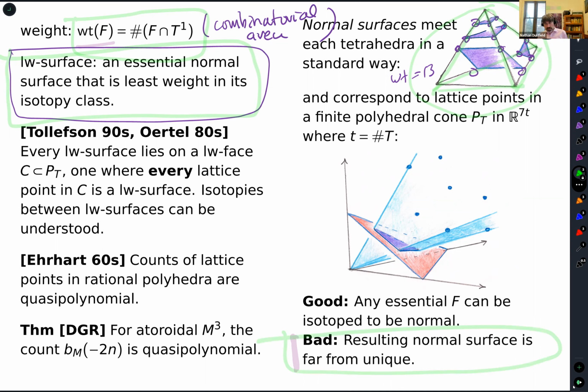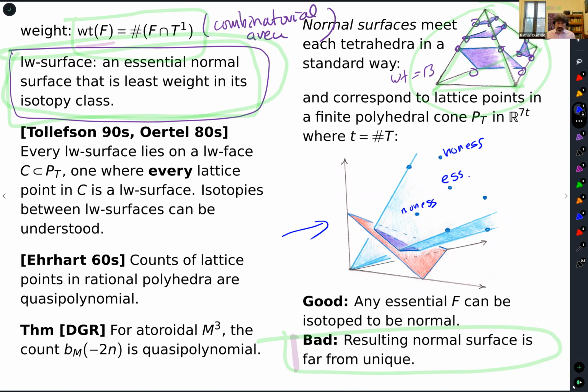All right, so we have these surfaces. The goal is we're going to count the least weight surfaces and worry about the isotopy later. It turns out that these surfaces have a lot of structure. So, in my picture here, the lattice points represent normal surfaces. Maybe this is an essential surface. Maybe this is a non-essential surface. Maybe this one's non-essential.